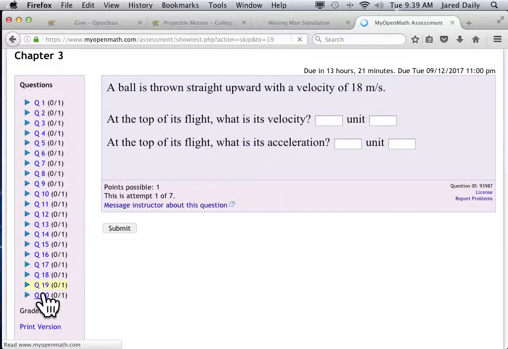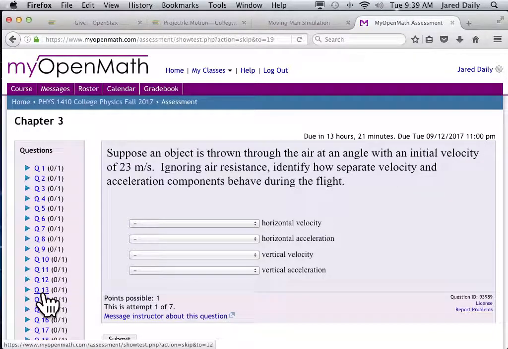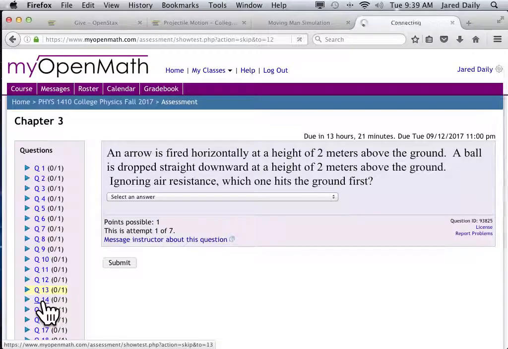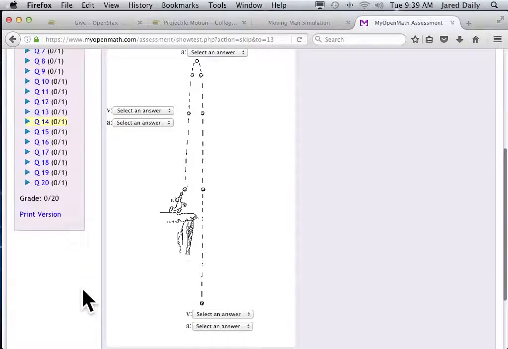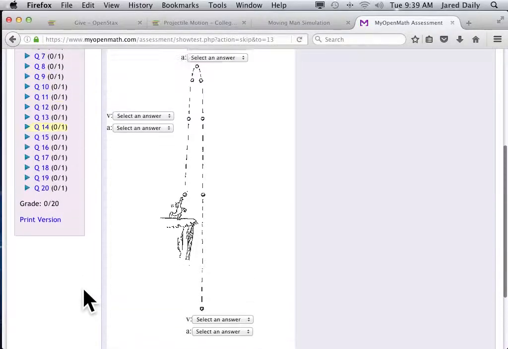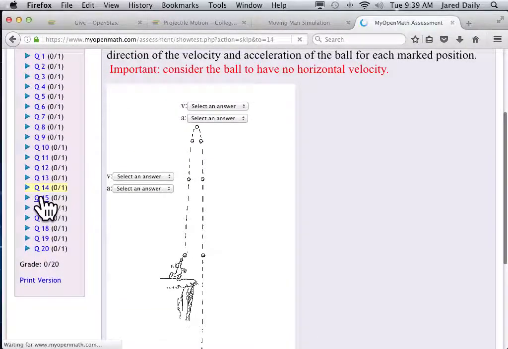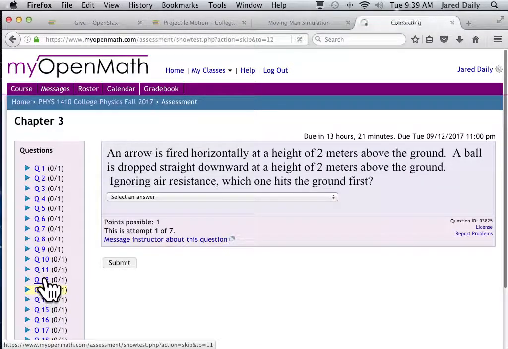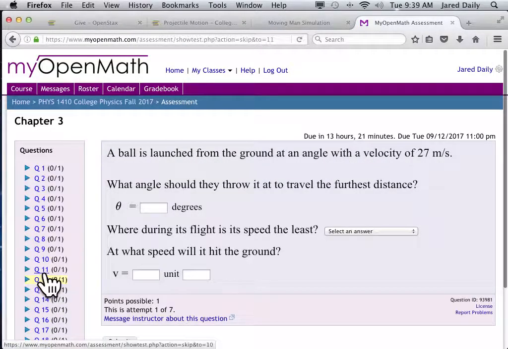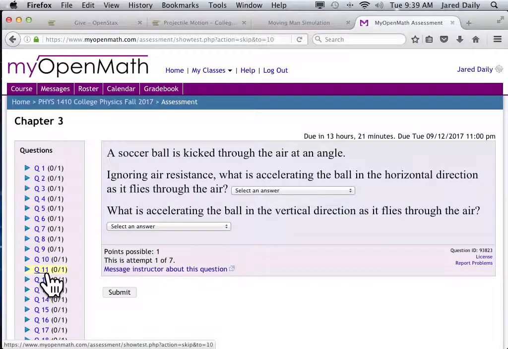Let's see. There's only one that I can see that might be a problem that's talking about instantaneous velocity, and that's this one, where you throw the ball straight up in the air and they want to know the velocity at different times of the flight. Alright, so that one right there.